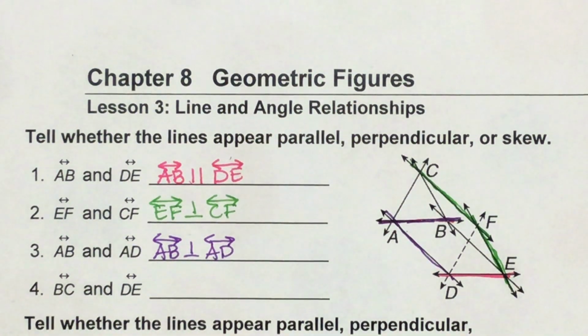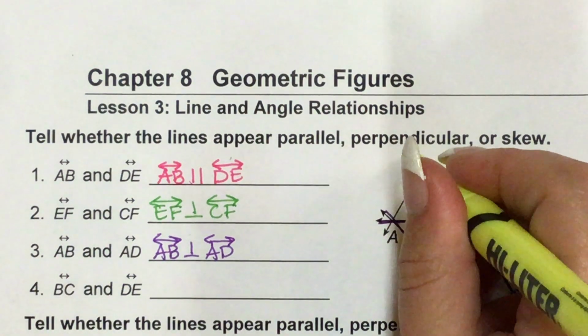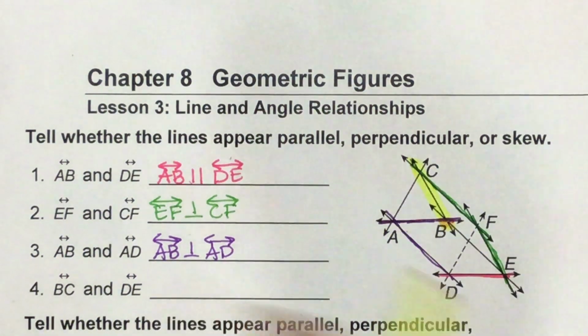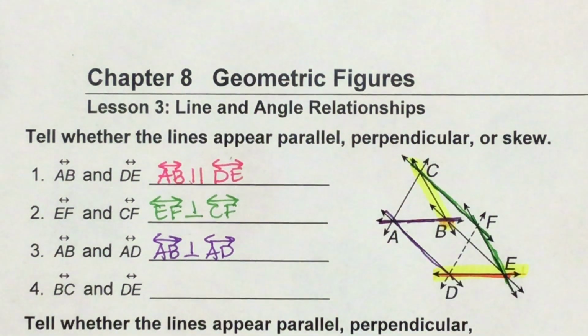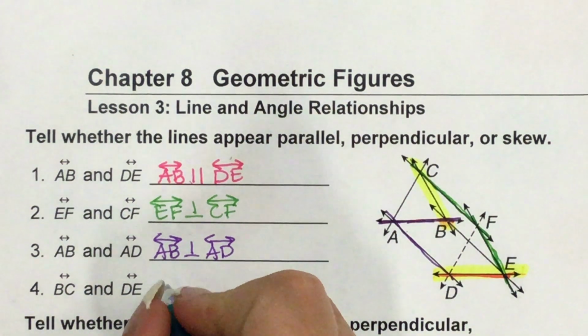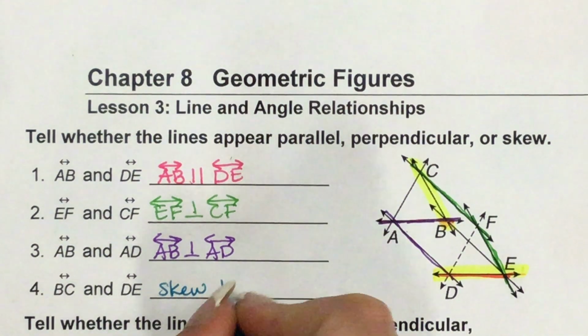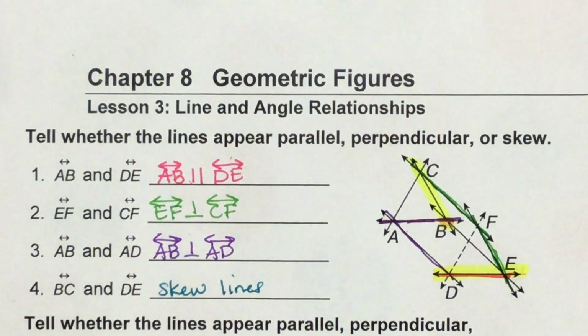Lastly, we have line BC, which would be right here, and line DE, which is all the way over there. Those aren't perpendicular, they're not parallel, so that would be an example of skew lines. Perfect. If you got all those right, great job.